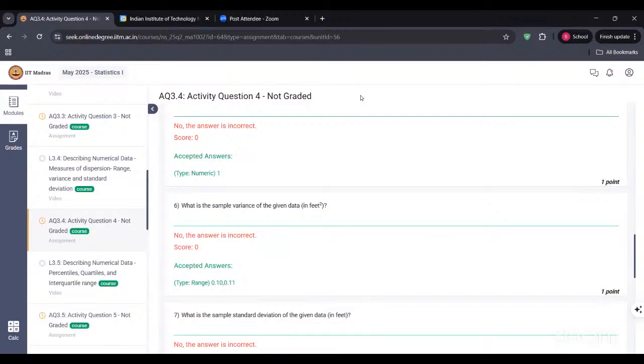Ma'am. Vaishnavi, yes. Yes, ma'am, I have a doubt. What's your doubt? What does histogram mean? Histogram. What's your doubt in histogram? Yes, what is your doubt?